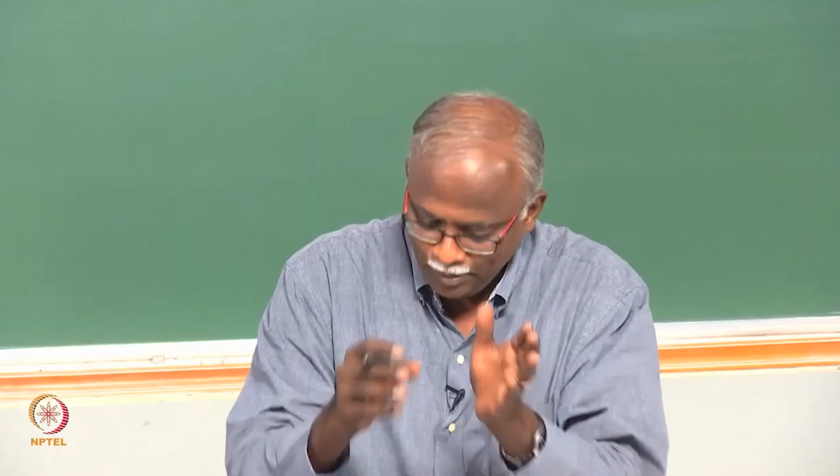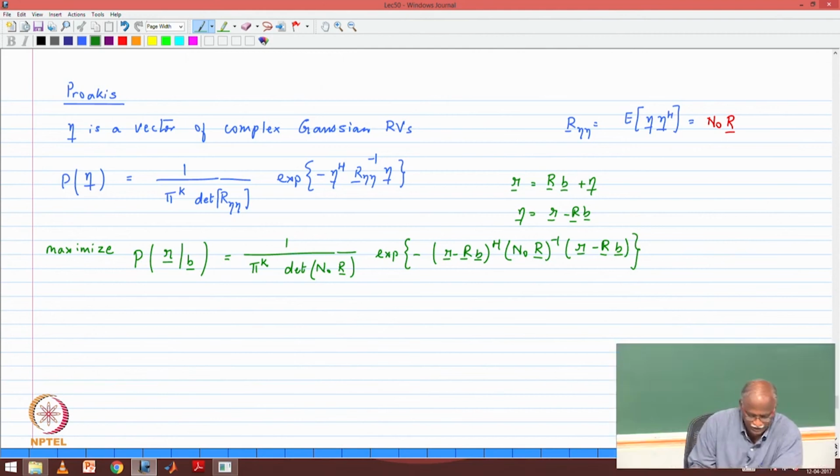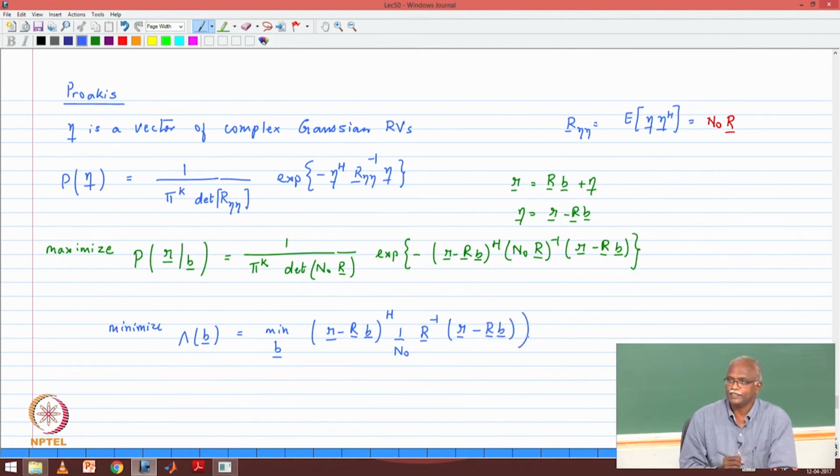I want to maximize the probability, and the probability of this is basically the probability of maximizing the probability of the noise. So this, just like in the classical detection cases, what happens? It's e power minus something, and I want to maximize. So that means I must minimize that exponential. So this is the same as saying I want to minimize the following statistic or the objective function. This is the same as saying I want to minimize over all possibilities of b, r minus Rb Hermitian. This is a scalar, so the inverse can be written as 1 by N naught R inverse, r minus Rb. I want to minimize this.